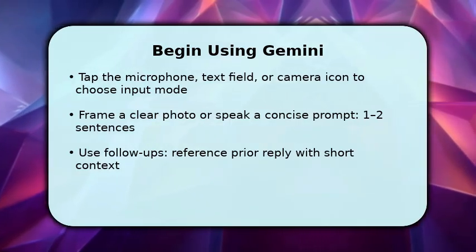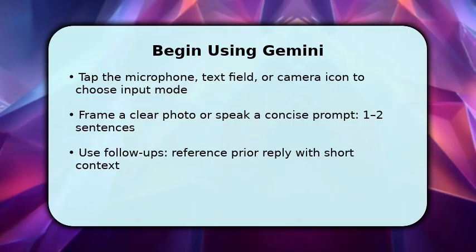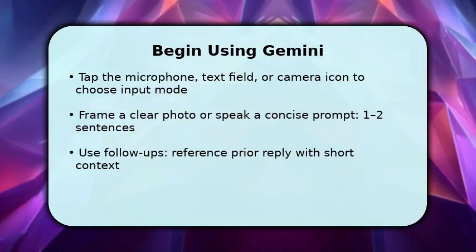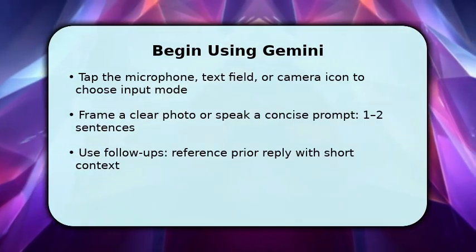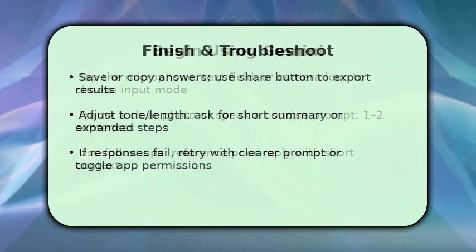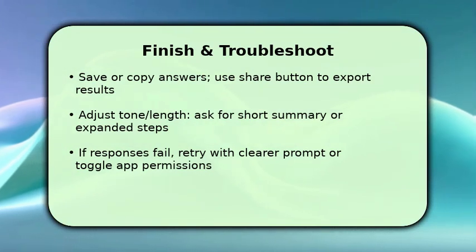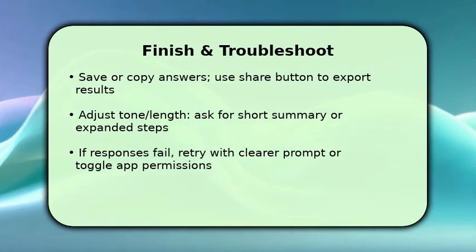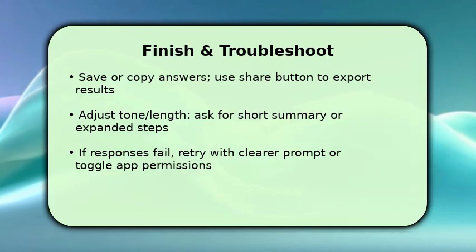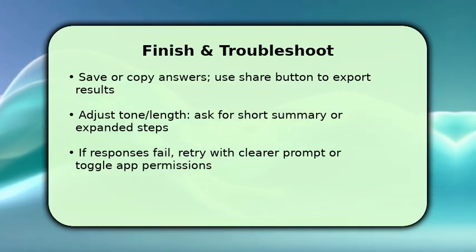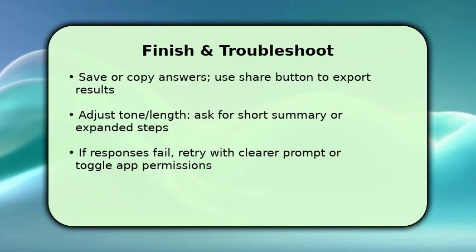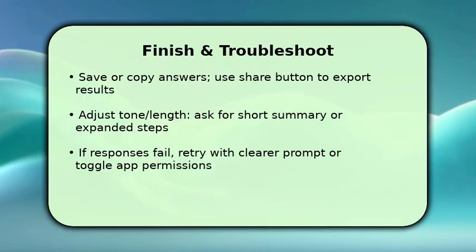Once you get an initial reply, use follow-up prompts that reference the previous message to refine results and keep the conversation coherent. To finish, save or copy the response and use the share button if you need to export it to another app. You can control output by asking Gemini for a short summary, a bulleted list, or step-by-step instructions. This changes both tone and length.